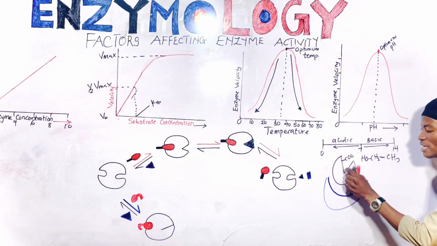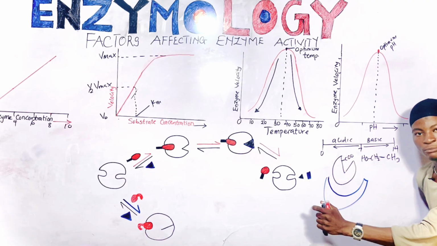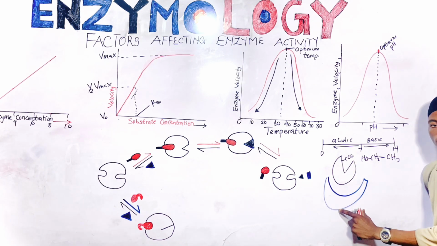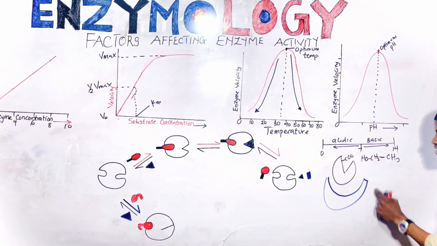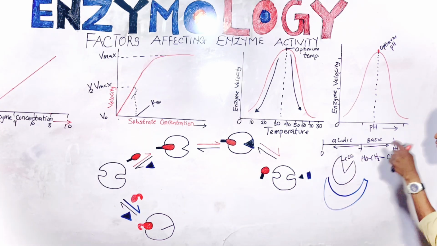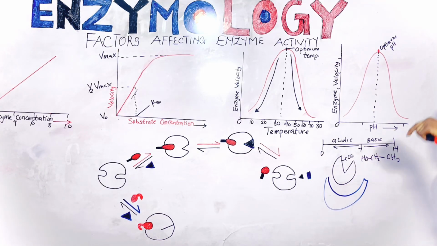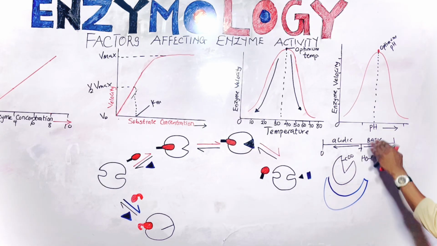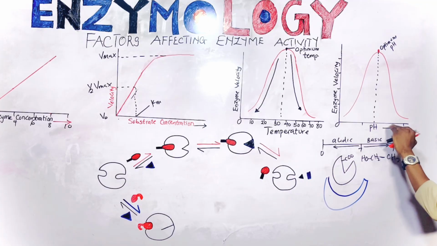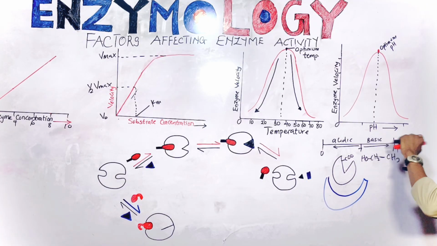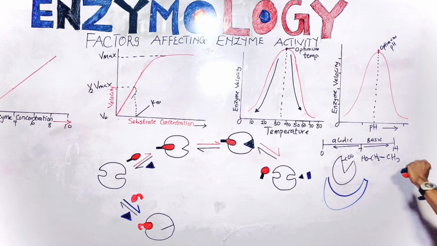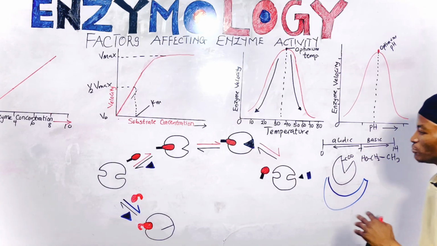Because this enzyme is meant to function in an alkaline medium, not in acidic medium. So the nature of the environment in which an enzyme acts affects the activity of that enzyme in terms of pH. All enzymes have a specific pH at which they work best. That's just it about the pH. Now let's move to the next one.